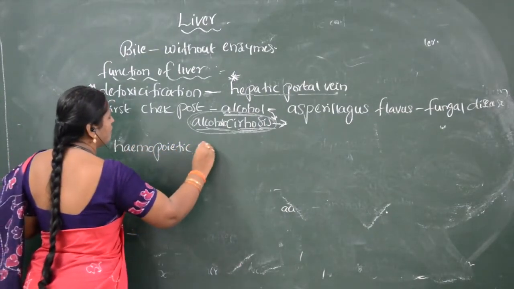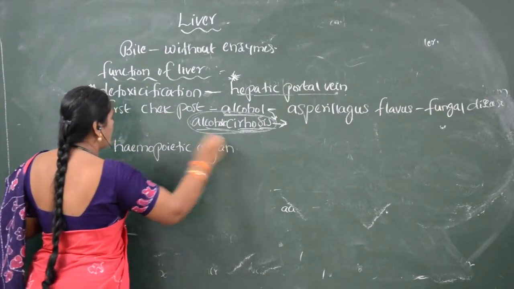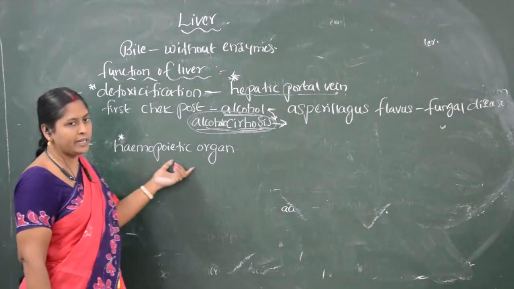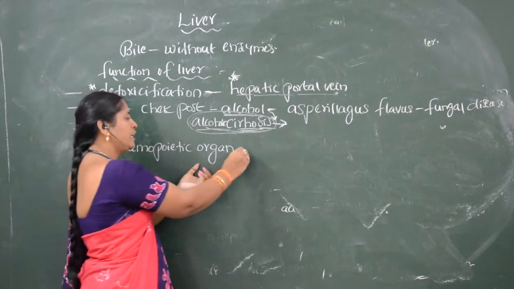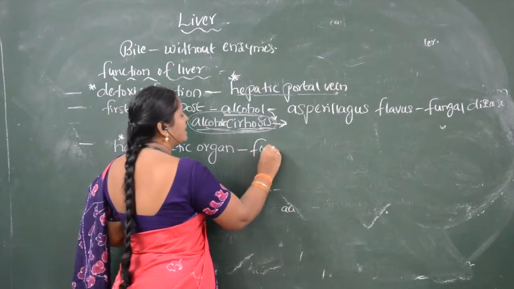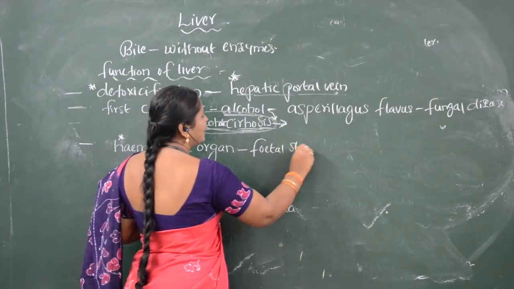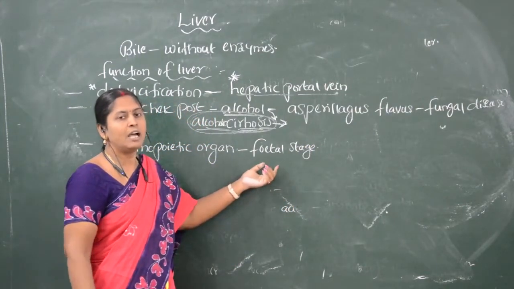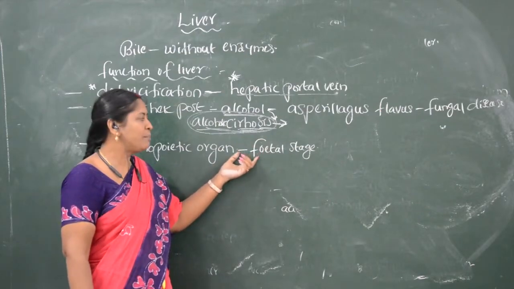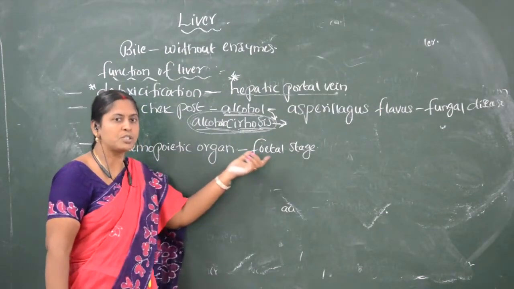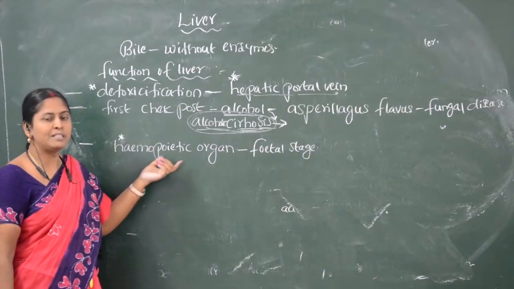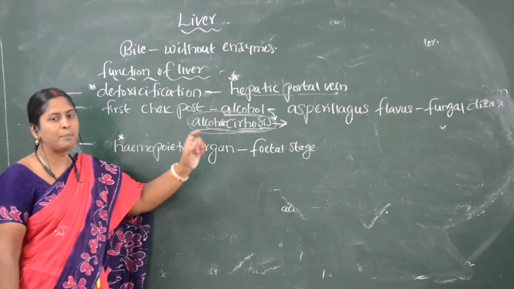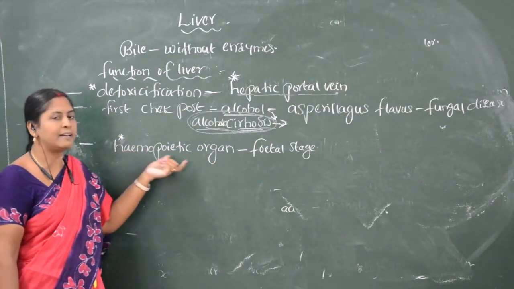Hemopoietic organ. So what is a hemopoietic organ? This is an important bit, children. It refers to the fetal stage. What is meant by the fetal stage? The fetal stage is the embryo stage, and in the embryo stage, RBC cells are produced in the liver.